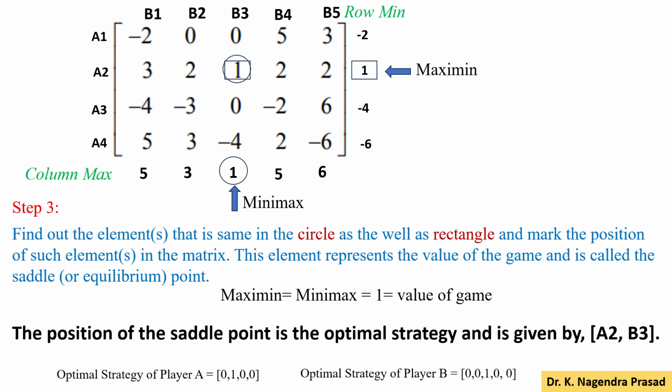Then the optimal strategy of player A is, he will select only the second strategy, so he will neglect the remaining strategies. So the optimal strategy of player A is 0, 1, 0, 0. Similarly, the optimal strategy of player B is, player B selects only the third strategy and neglects the remaining strategies. So the optimal strategy of player B is 0, 0, 1, 0, 0. This is the solution, and thank you.